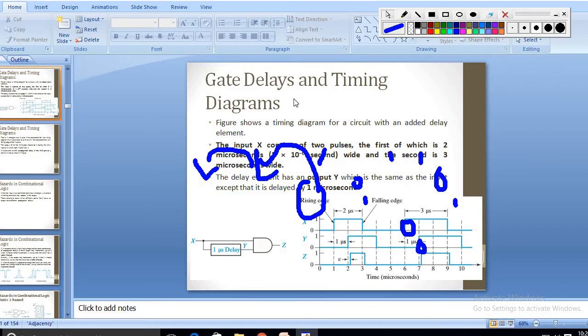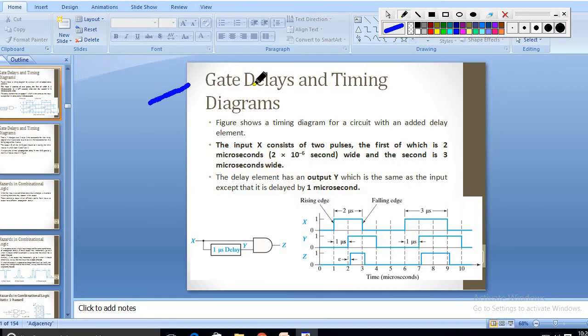See this concept: gate delay and timing diagrams. The figure shows the timing diagram for a circuit with an added delay element. In this diagram, x is your input and y is the other input of an AND gate, and z is your output. Input x consists of two pulses, the first of which is 2 microseconds and the second is 3 microseconds. The delay element has an output delay of 1 microsecond.